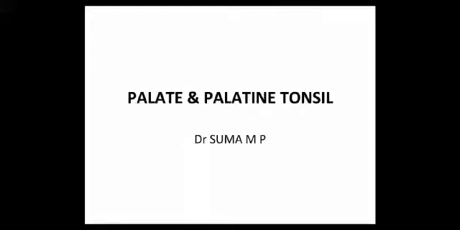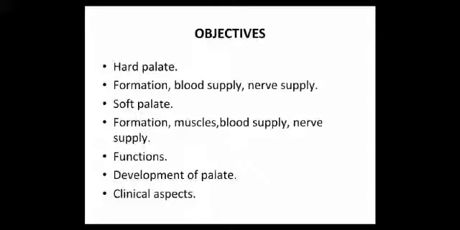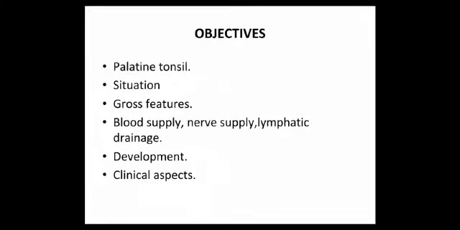The objectives are to learn about the hard palate, its formation, blood supply, nerve supply, the soft palate, its formation, muscles forming it, the blood supply, nerve supply and the lymphatic drainage, the functions, the development of the palate and the clinical aspects. Also, we will learn about the palatine tonsil, its situation, the gross features, blood supply, nerve supply, lymphatic drainage, the development and the clinical aspects.